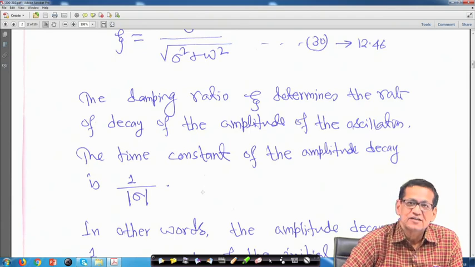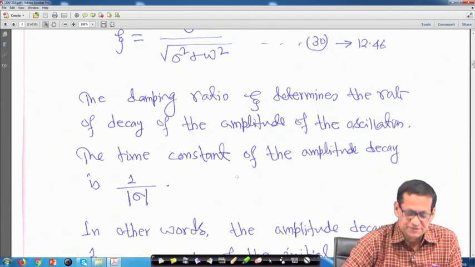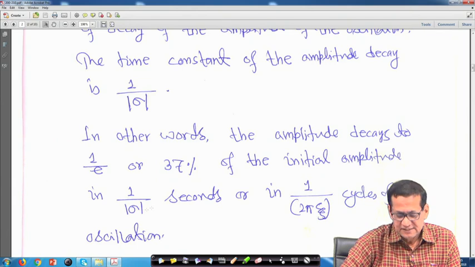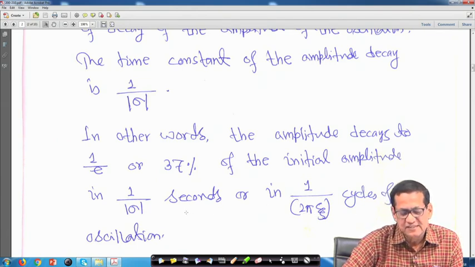In your third year control system course, or in some other control PG course, if you have studied linear control theory, there also you have studied this. In other words, the amplitude decays to 1 upon e, or 37 percent, of the initial amplitude in 1 upon mod sigma seconds, or in 1 upon 2 pi xi cycles of oscillation.